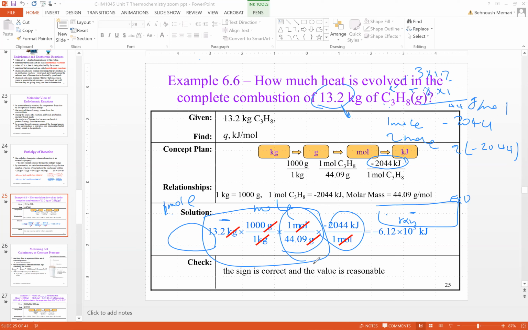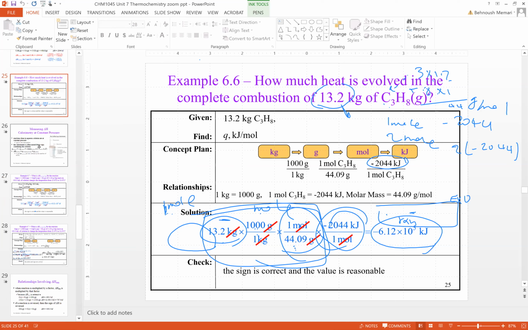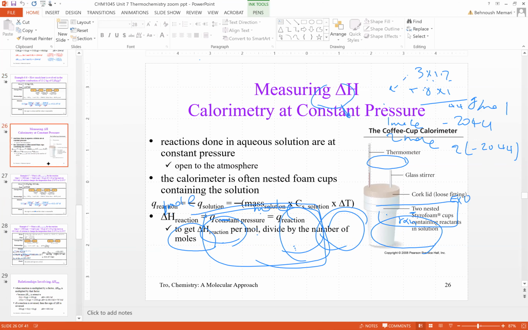So we have 44 gram per mole, that's where it's coming from. And then we want to know how many grams we have. Since we have kilogram, first we convert to gram, then you divide by 44 to get the number of moles. The number of moles times the delta H gives you the total amount of heat released if 13.2 kilogram of the propane is consumed.